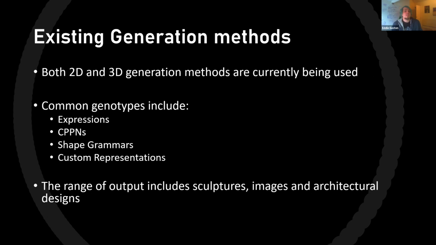Okay, so as everyone here will know, we have a wide range of existing systems which generate various sorts of content, both 2D and 3D. As part of this, we also have a wide range of genotypes being used. These include expressions, including their encoding in trees, CPPNs, shape grammars, and custom representations. These have been used to great effect to generate a range of output, including sculptures, images, architectural designs, and as we just saw, dance as well.